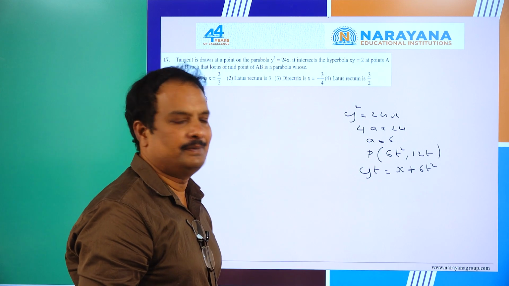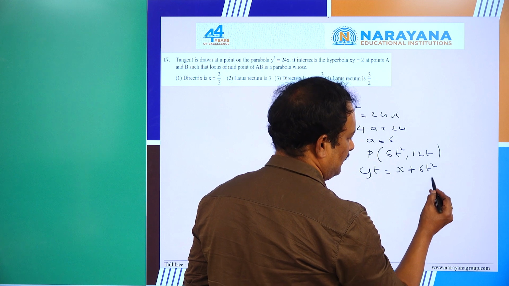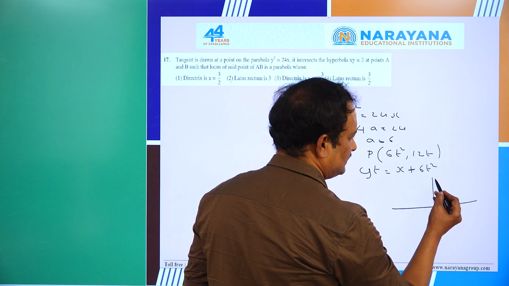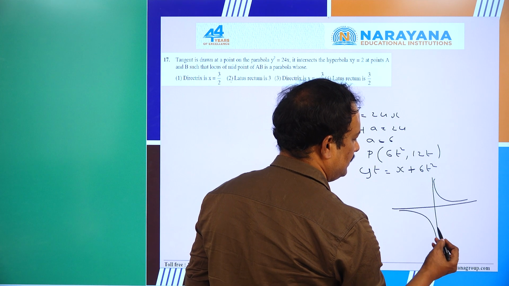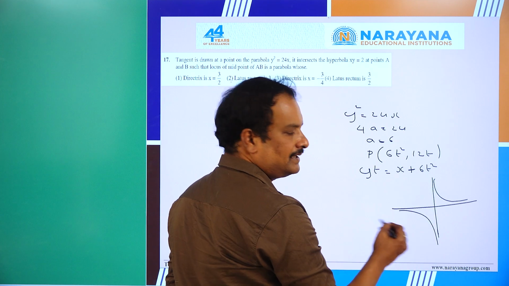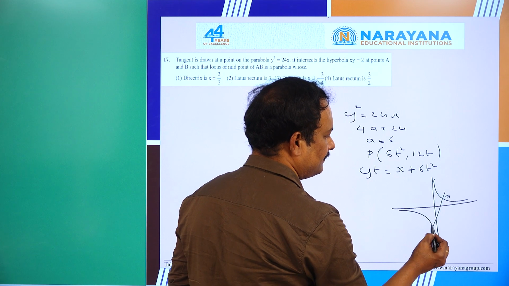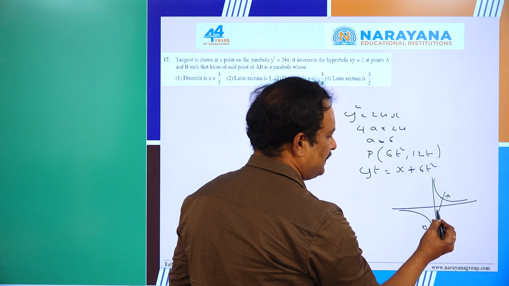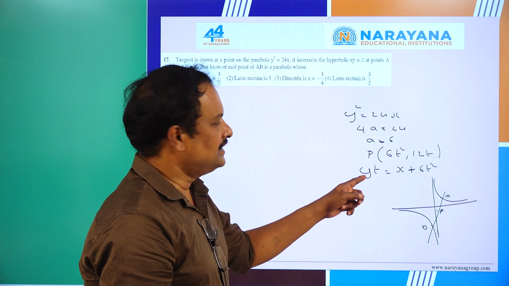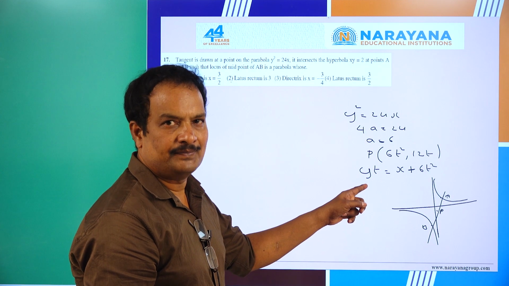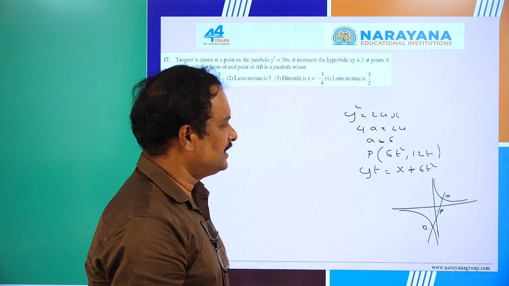Locus of the midpoint of AB. So for example, this is the hyperbola, of course, xy equal to 2 means this lies in the first quadrant and the third quadrant. Whatever is this line here, this is intersecting this one in two points here. Probably these are the two points, A and B. Now the locus of the midpoint of this one is required. So take this midpoint as P. So this line, which is the tangent for the parabola, is intersecting the hyperbola in two points A and B. So take the midpoint of AB as P there.